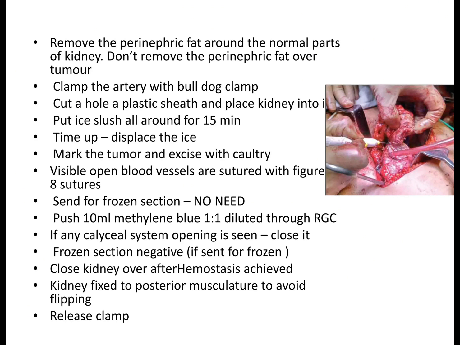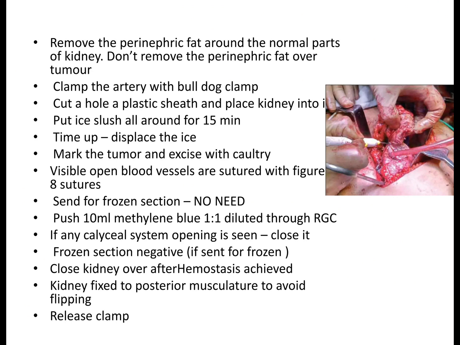If any calyceal system opening is seen, close it, and if you want to put a catheter, pass the guide wire through this calyceal opening and put the DJ through that hole and close it. Then if the frozen section is negative, close the kidney over, and after hemostasis is achieved, fix the kidney to the posterior musculature to avoid flapping.